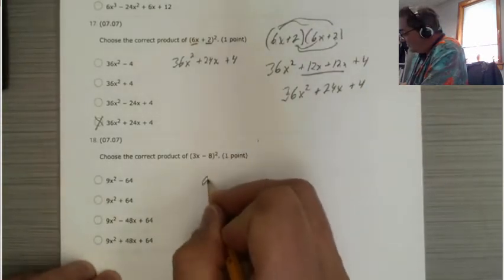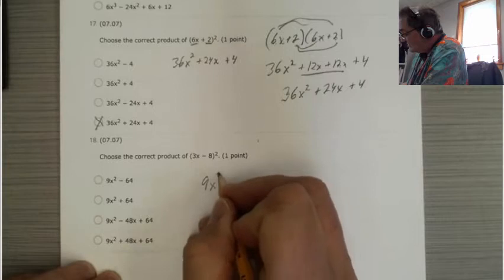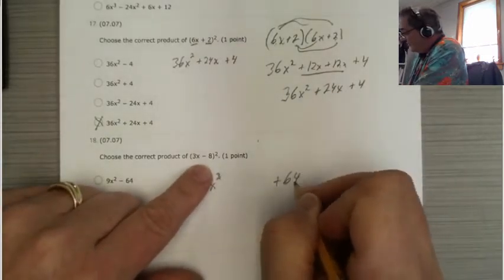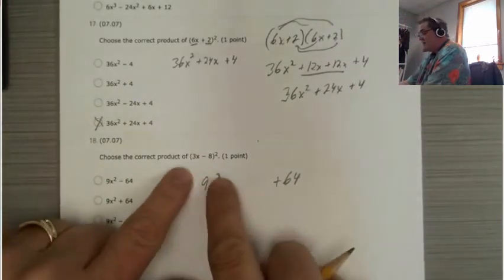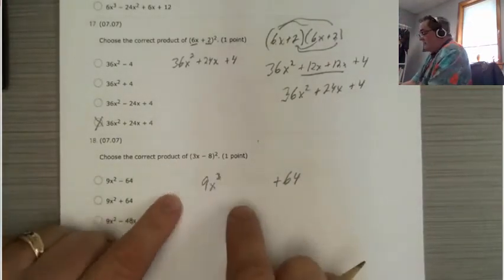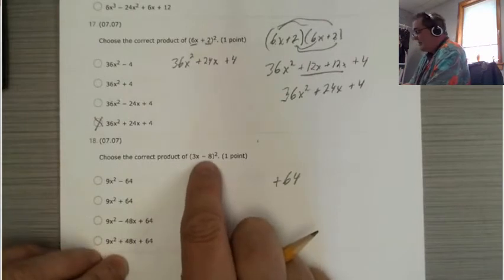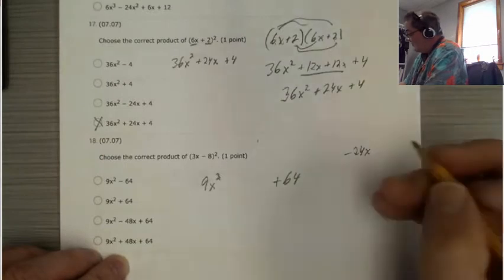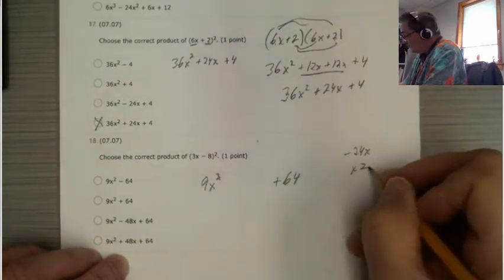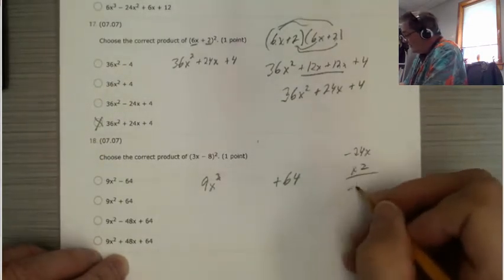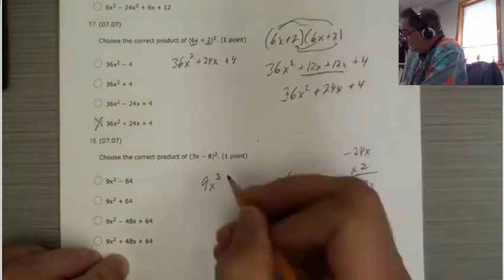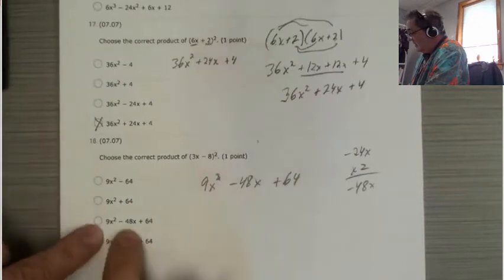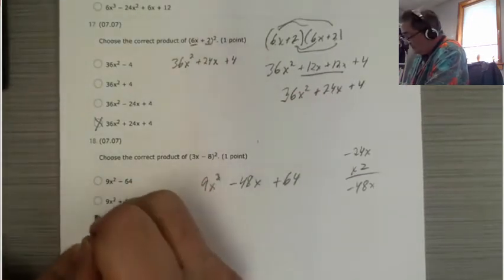3x times 3x is 9x squared. Negative 8 times negative 8 is plus 64. Okay, that's the first and last term. We just square those. Now the middle term is 3x times negative 8, which is negative 24x. Right? And if we double that times 2, instead of negative 24, we have negative 48x. So minus 48x. Good on you. Right there. There we go.